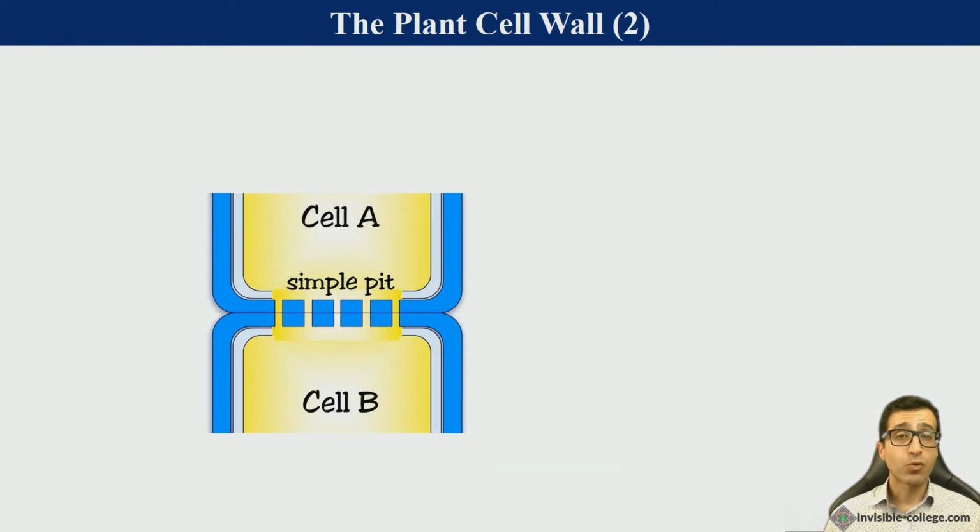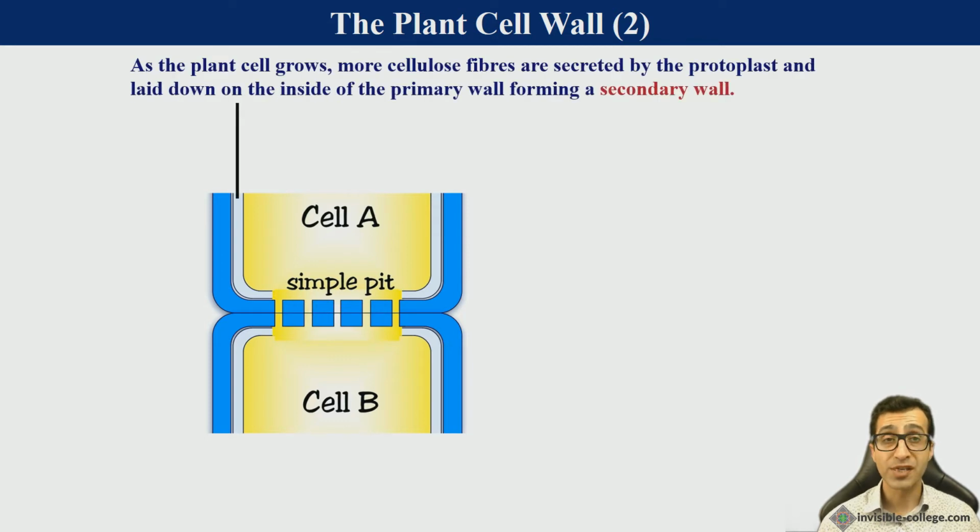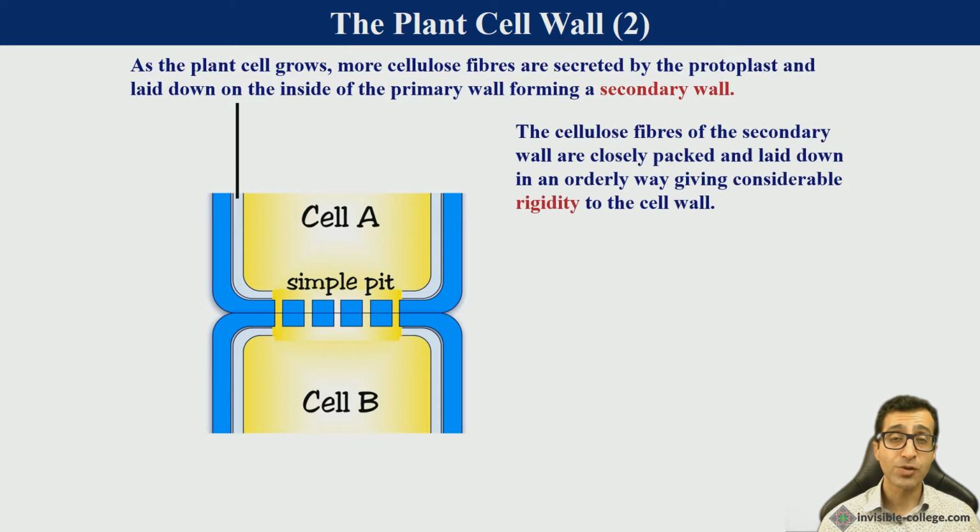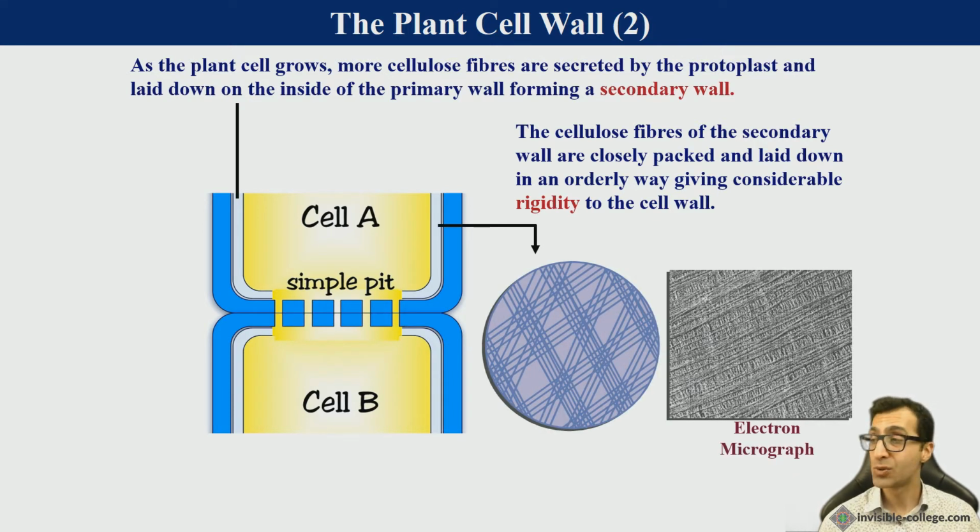So as the plant cell grows, more and more cellulose fibers are secreted by the protoplast and are laid down on the inside of the primary cell wall, and this forms a secondary cell wall. Now the cellulose fibers of the secondary cell wall are arranged in a much more geometric, much more patterned manner, and this allows them to give considerable strength and rigidity to the cell wall.